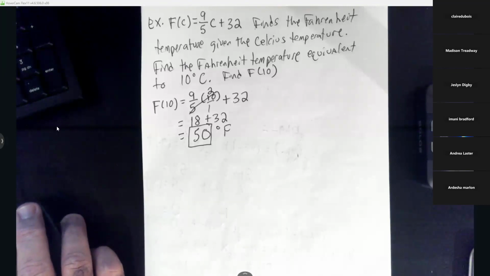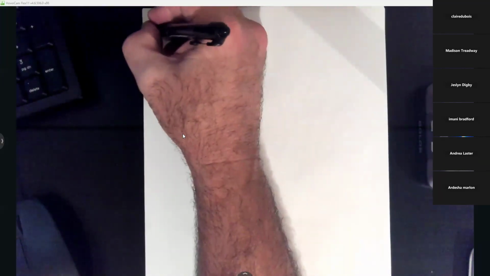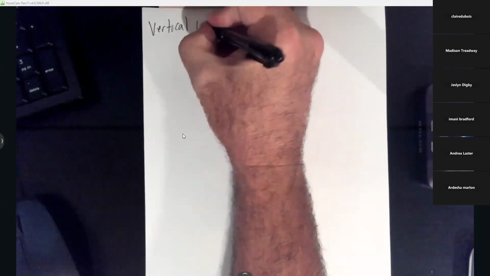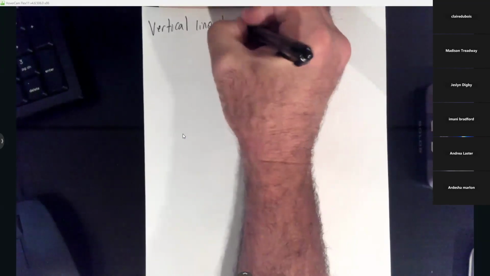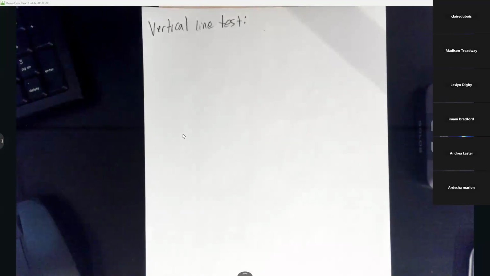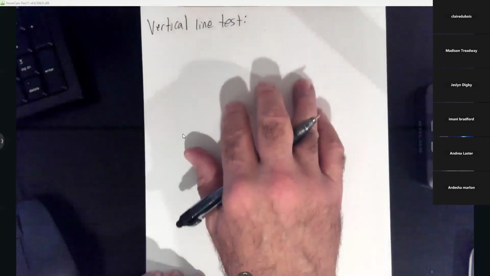All righty then. The last thing we got to look at. Now let me pull this over. So the last thing we're looking at in this section 2 is what we call a vertical line test. And y'all, this is just another way to tell if something is a function or not. And this is by looking at graphs, okay?